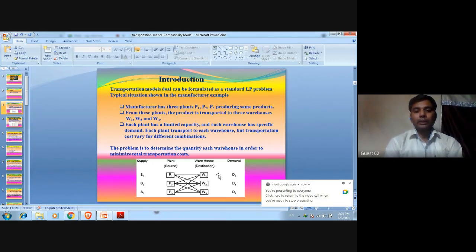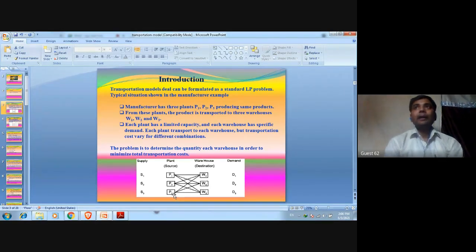Now, look at an example here. How can we define the transportation problem? Here, three plants are there. You are seeing three plants, that is P1, P2, and P3. There is a manufacturer which has three plants, that is P1, P2, and P3. And all the plants have same products. It means all the P1, P2, and P3 are producing same products.